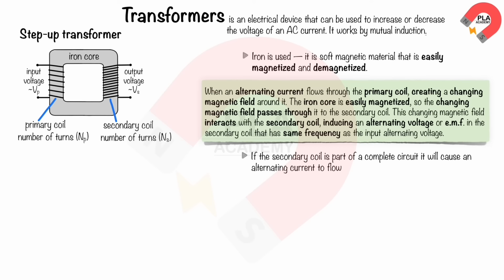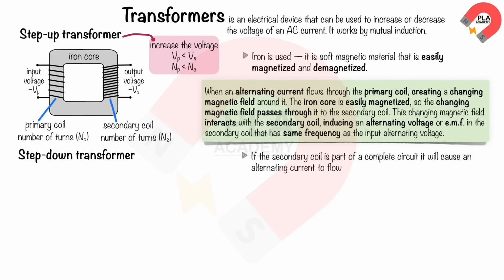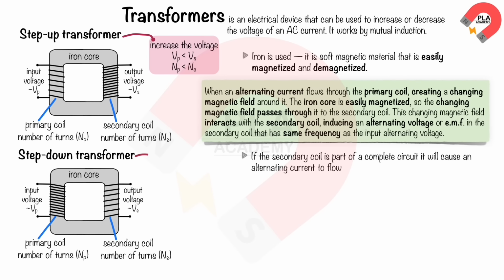There are two types of transformers, the step-up and step-down transformers. Step-up transformer: it increases the voltage of an input power supply, meaning Vp is less than Vs, and the number of turns on the primary coil is less than the number of turns on the secondary coil. Step-down transformer: it decreases the voltage of an input power supply, meaning Vp is more than Vs, and the number of turns on the primary coil is more than the number of turns on the secondary coil.